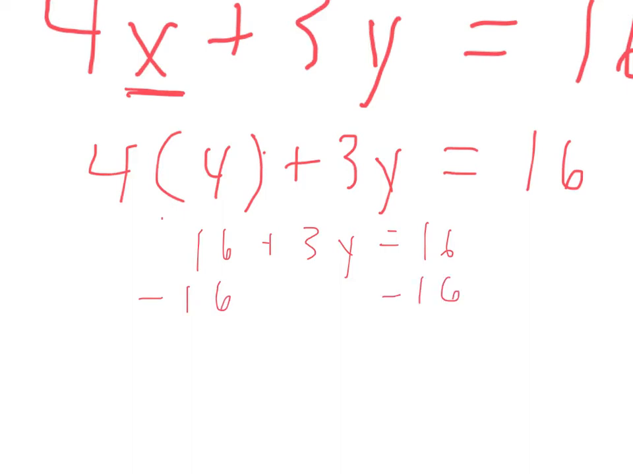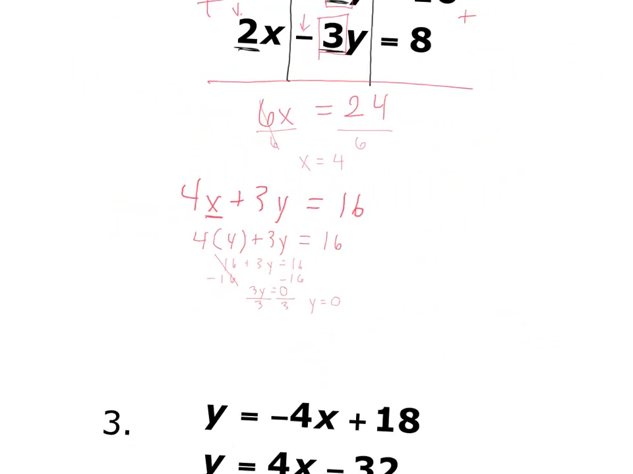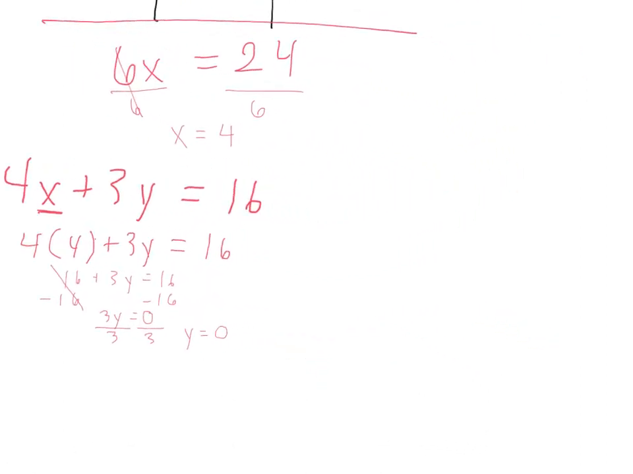Those 16's cancel out. So we now have 3y equals 16 minus 16, which of course we know to be 0. And then divide each side by 3. And so our y ends up equaling 0. So we have our two solutions now. We know that x was 4, and we knew that y was 0. And so there is our solution solved by elimination.